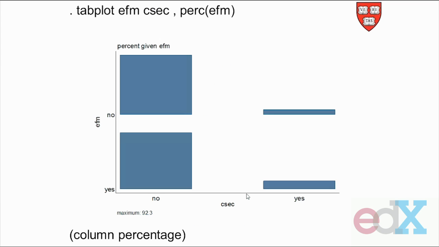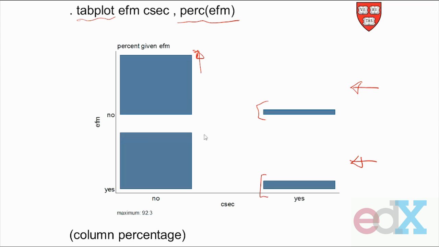Another way of looking at this is, if you use your tabplot command, to draw a bar graph for the cell counts. This is with the option percentage EFM. That means that we condition on EFM, so it's like the row percentage. So these should sum up to 100%. And it looks like possibly this is a little bit thicker than that, which would mean that this is a little bit higher here.